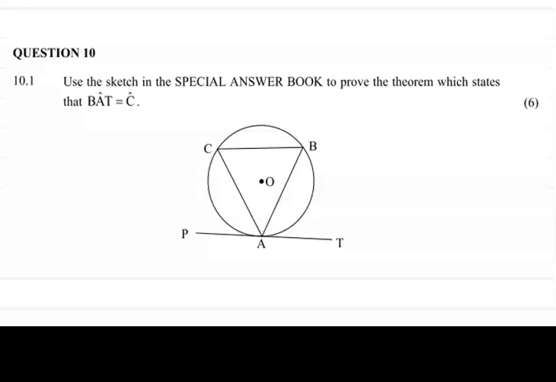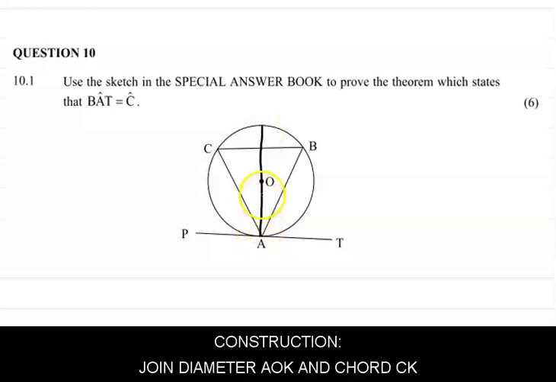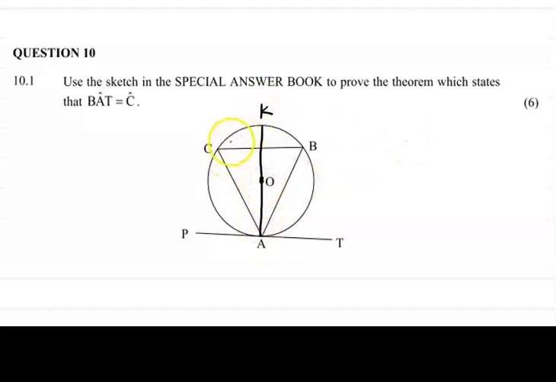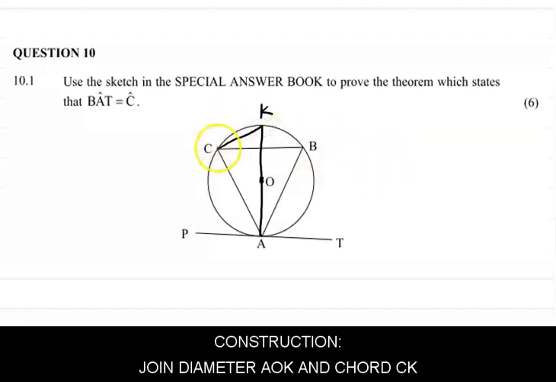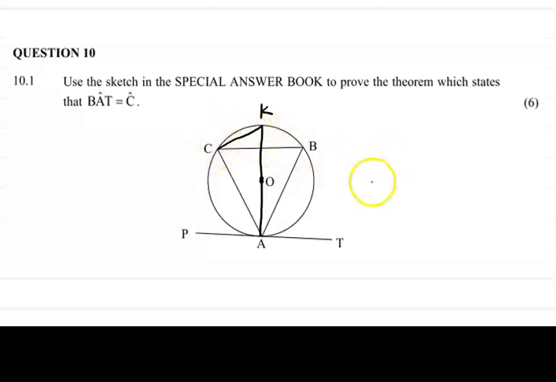Now, in all proofs, what you have to learn is, number one, the construction, and number two, the reasons that are used in the theorem. For example, this is what we are going to be doing. We're going to be constructing a diameter there. So we're going to have diameter AO, and let's call this point K. The next thing that we are going to be constructing is CK, which is our chord. So we just join points C and K.